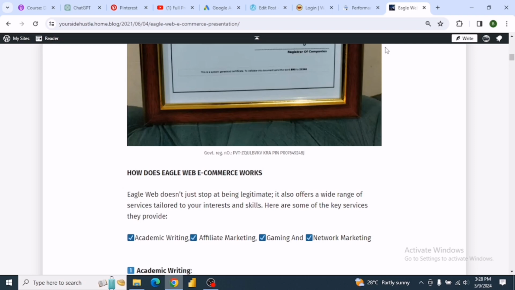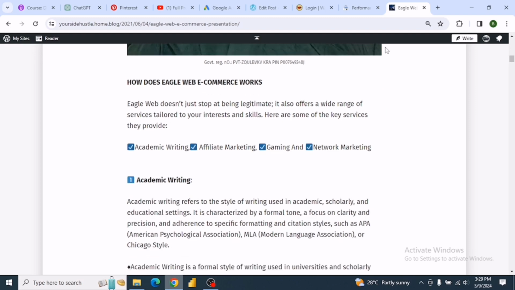Now let's go through the different ways in which you can make money with Eagle Web e-commerce. With Eagle Web, there are 4 major ways you can make money online. We have academic writing, affiliate marketing, gaming, and network marketing. Without further ado, let's get started with academic writing.